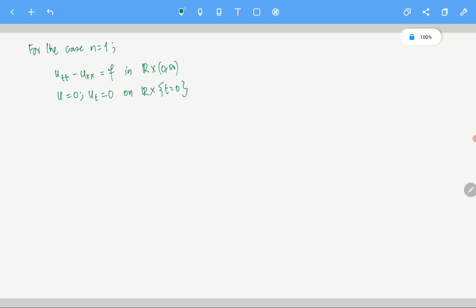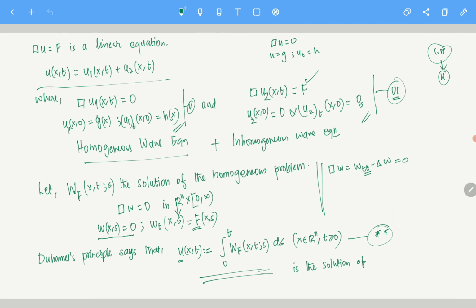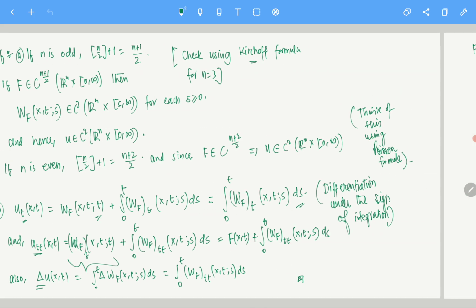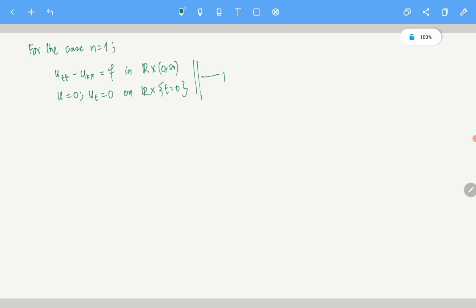From Duhamel's principle and D'Alembert, if I want to solve this problem, I first find the solution of this. One second. I don't remember what the last number was. There are so many numbers. Sorry, 5 is the last one, or 6. Anyway, let's call it the problem P. That will be better. So let's say I want to solve this problem P.